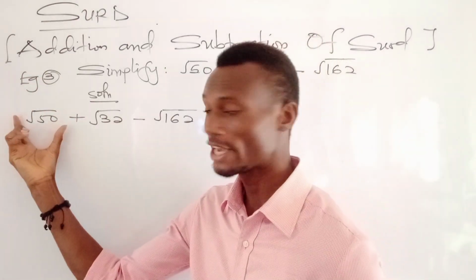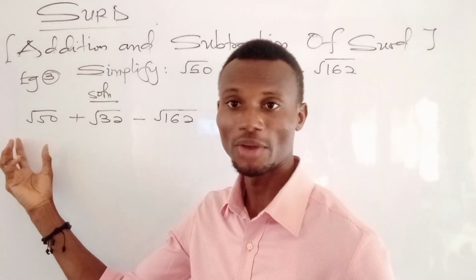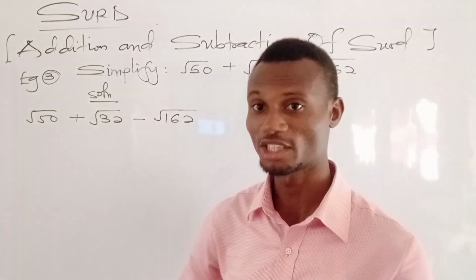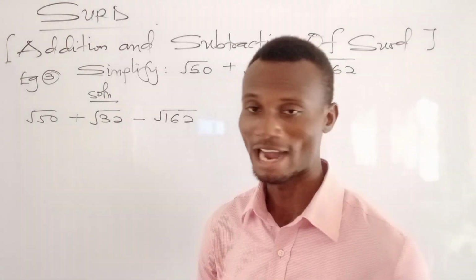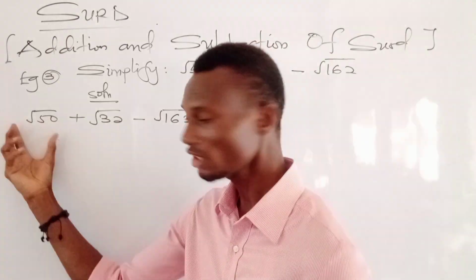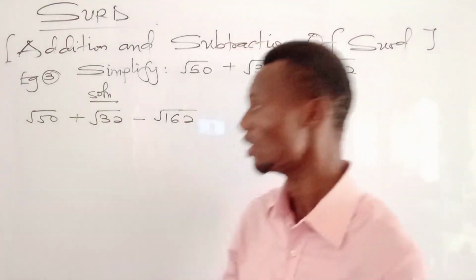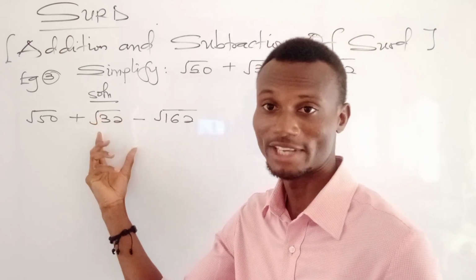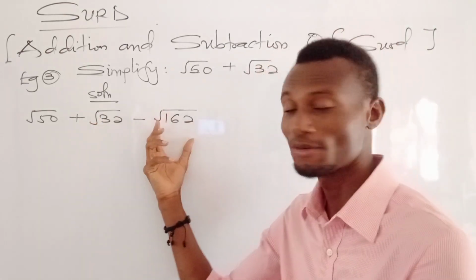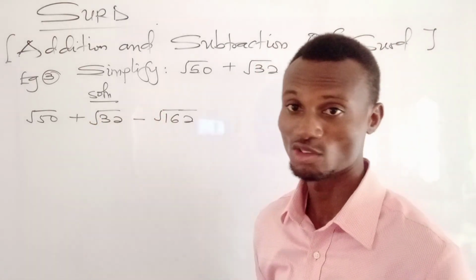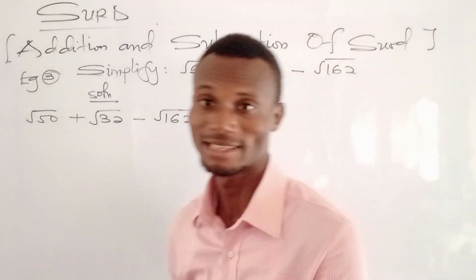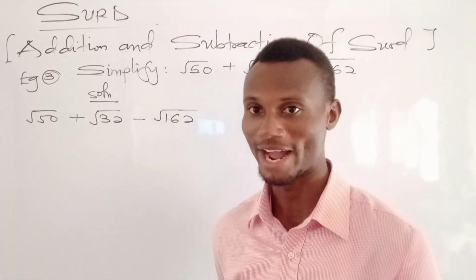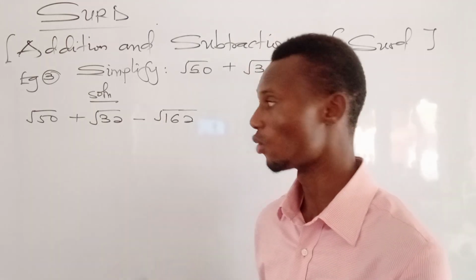The square root of 50, we are going to simplify it. I've taught you simplification of surds, so we are going to use that approach to simplify square root of 50. Then we are going to simplify the square root of 32 as well, then we simplify square root of 162 as well. Then now we get some like terms to group and simplify. That's the way to go about it.